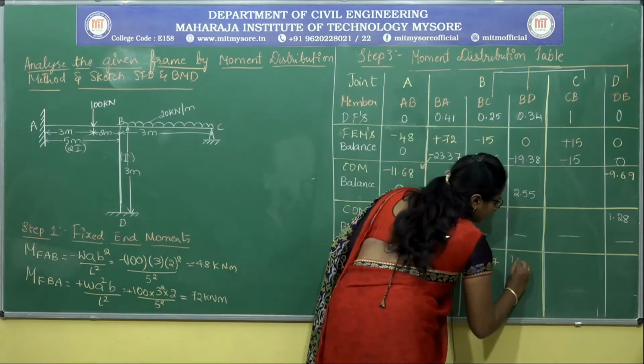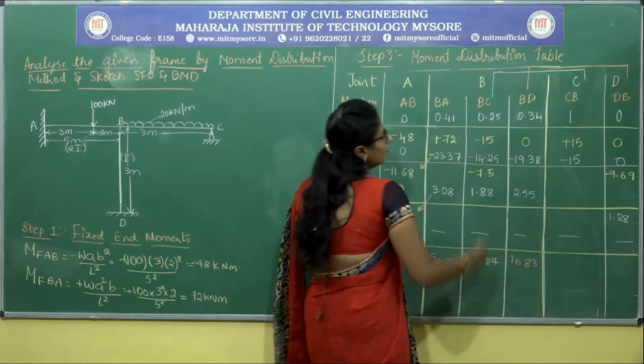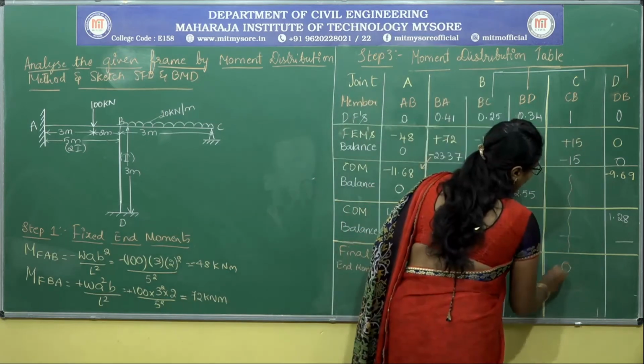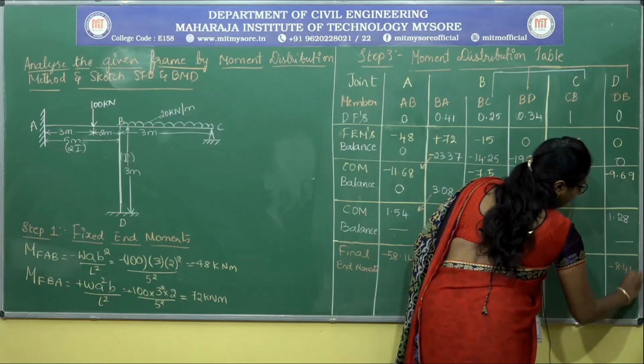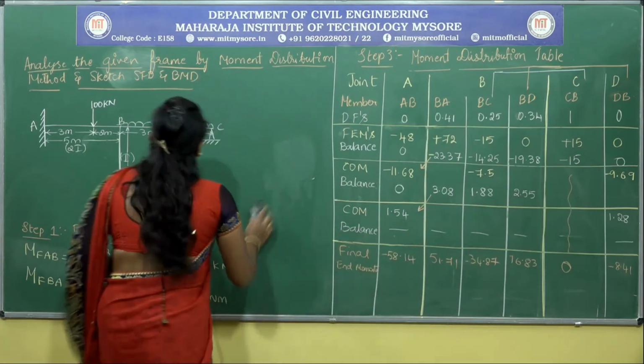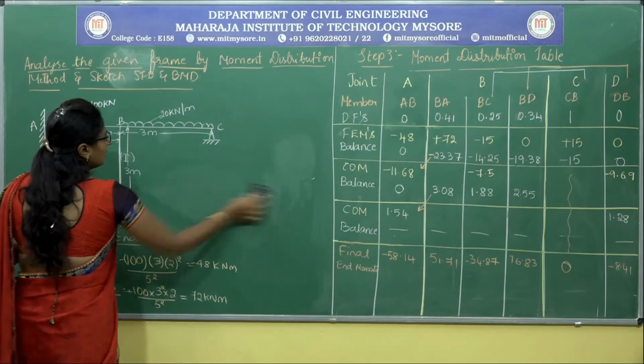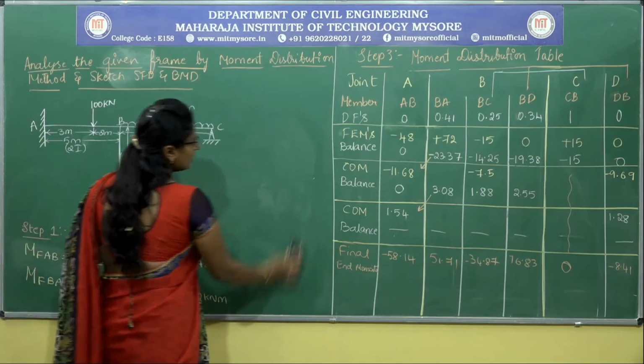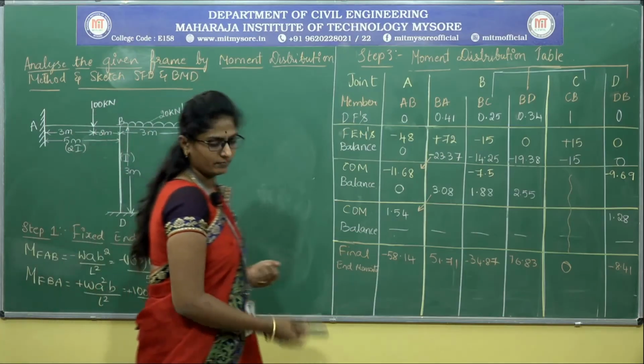For BD, 3. For CB, so these are the final end moments. By using this, you need to calculate the support reactions and draw SFD and BMD.